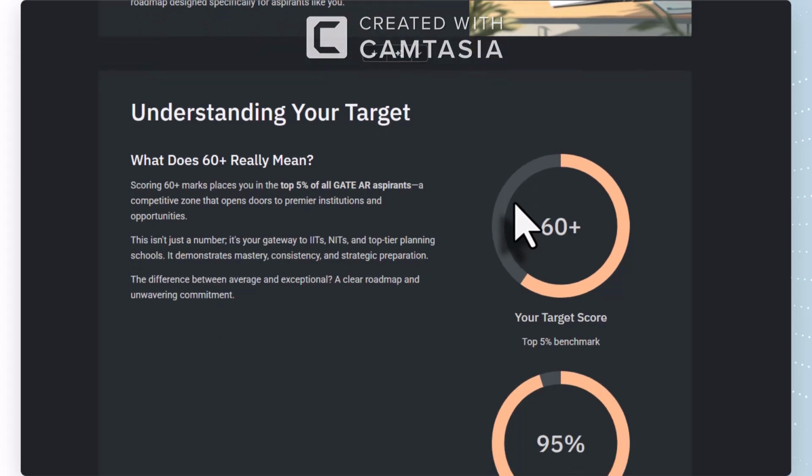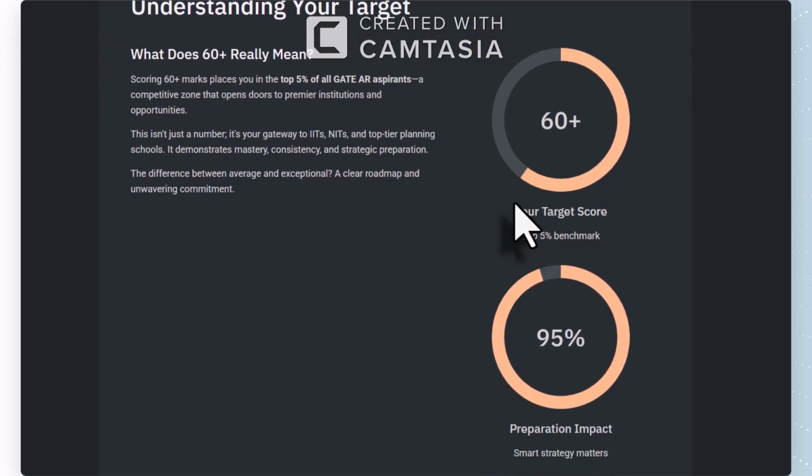Understanding the target. Let's first understand what 60 plus means in GATE Architecture. The exam is of 100 marks and the qualifying cutoff for general category is usually around 33 to 40 marks. So if you can reach 60 plus, you are in the top 5 to 10% of all aspirants, which is strong enough for IITs, NITs and SPAs. To reach that level, you don't need to study everything. You need to study smartly and strategically.